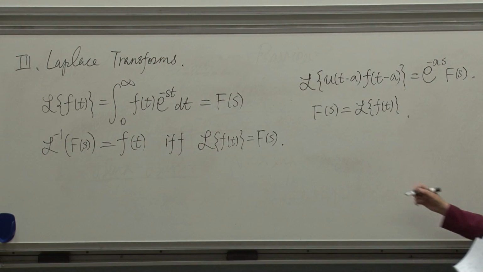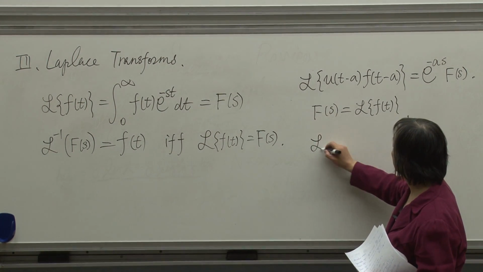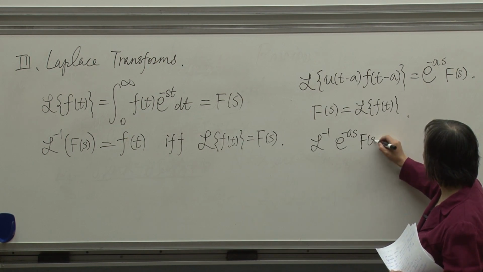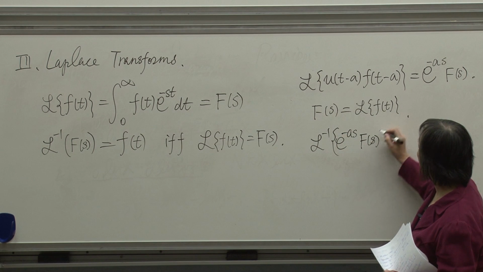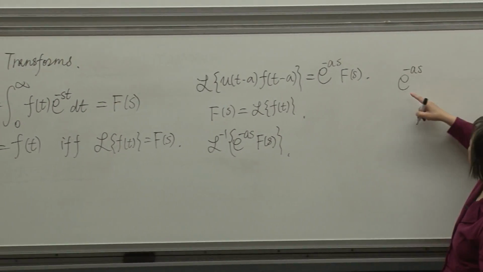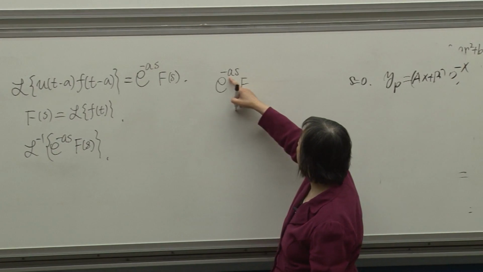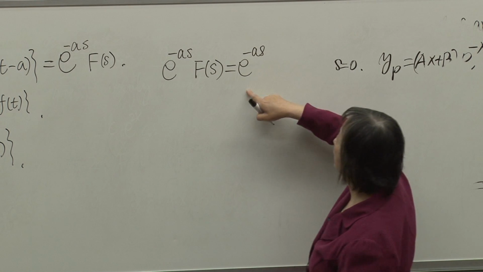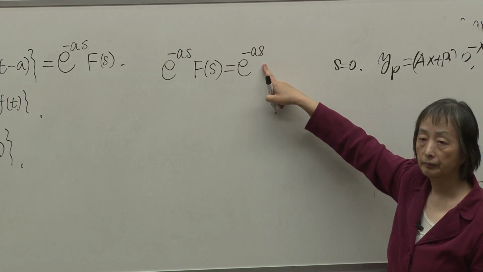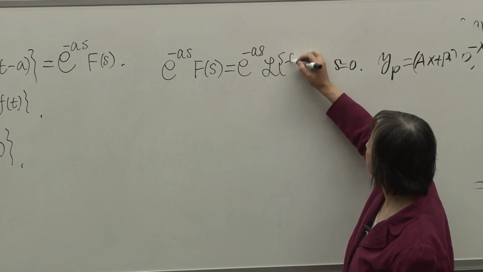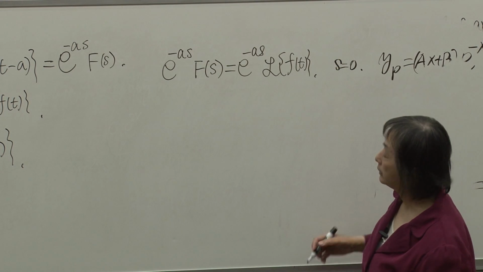Here, F(s) is the Laplace transform of f(t). So suppose they ask us to find the inverse Laplace transform of e^(-as) times some given function, capital F(s). How do we deal with this problem? First, we deal with e^(-as) times capital F(s). We keep e^(-as) in front. Rewrite capital F(s) as a Laplace transform. This is the first step.